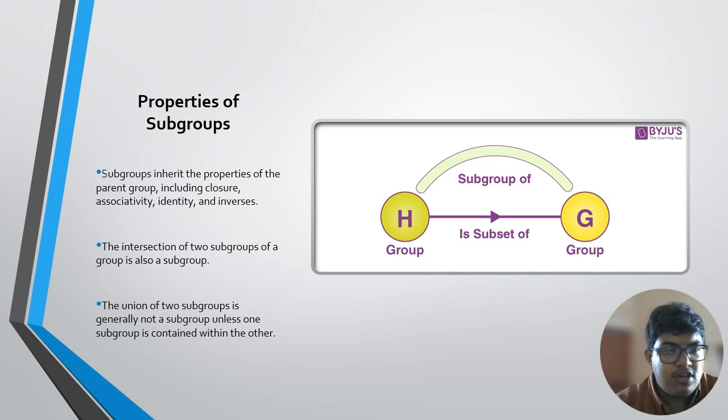Now, the properties of subgroups: subgroups inherit the properties from their parent group, including closure, associativity, identity, and inverse law. The intersection of two subgroups of a group is also a subgroup. The union of two subgroups is generally not a subgroup unless one subgroup is contained within the other.